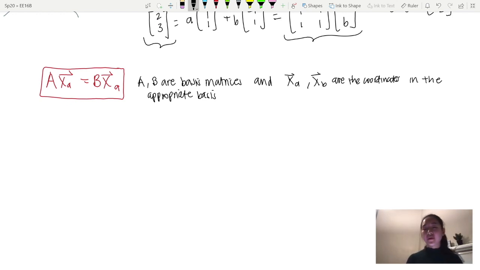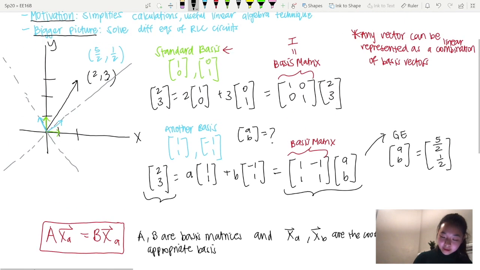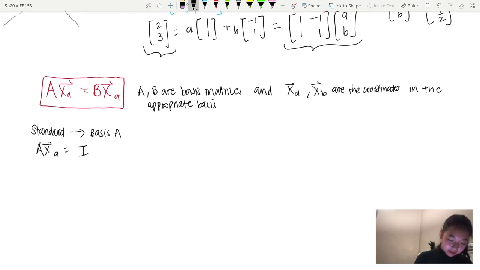And usually the most common problem you're going to encounter is that you have something in the standard basis, but you want to, say, change it to basis A. So how would you do this? So let's just start from the equation itself. So you have A X_A is going to be equal to the standard basis, which, as we said above, the basis matrix is just the identity. So I times the vector X_B. Oh, and by the way, this is supposed to be subscript B.